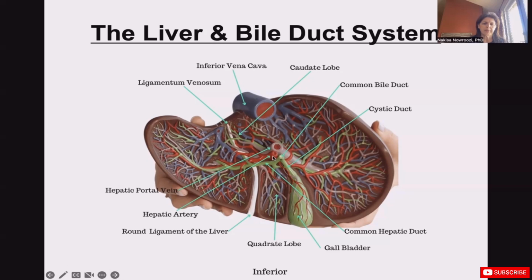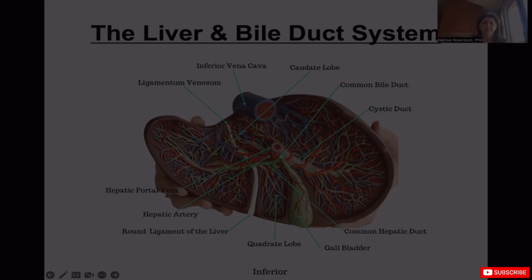Here we also look at the hepatic portal vein. We saw it before, the hepatic artery. We have the inferior vena cava again, and we are looking at the quadrate lobe here, and the caudate lobe here. This is the caudate lobe. There are two ligaments. One is in white, the round ligament of the liver, and the ligamentum venosum.